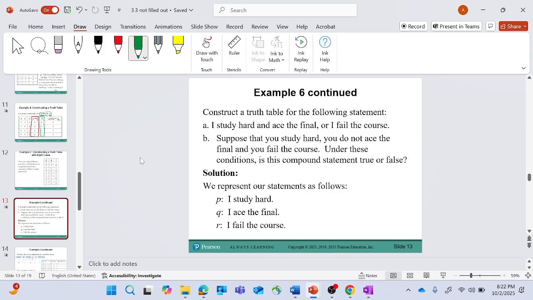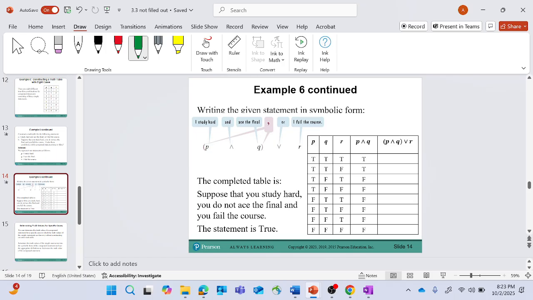All right. From here, we're going to construct a truth table for the following statement: I study hard and ace the final, or I fail the course. Suppose you study hard but don't ace the test, not a big deal. The point is, P is I study hard, Q is I ace the final, R is I fail the course. These are the 3 statements we have, because these are the 3 things in that statement that can have a truth value. You studied hard or you didn't. You aced the final or you didn't. You failed the course or you didn't. Either you did or you didn't, so it is a true or false statement.